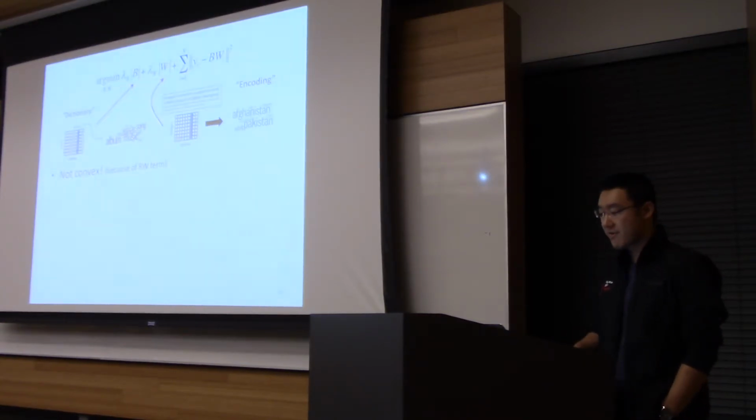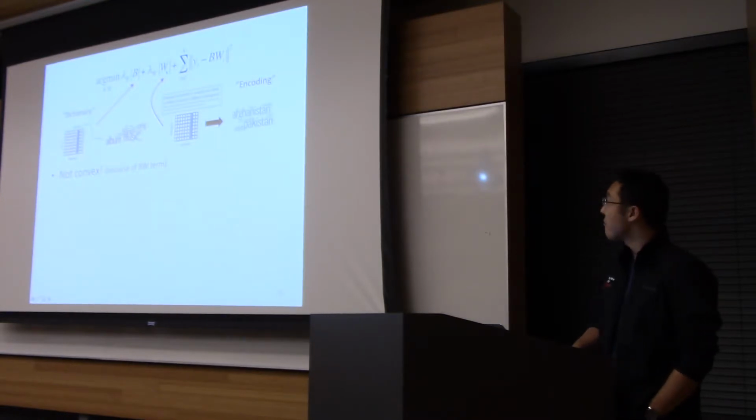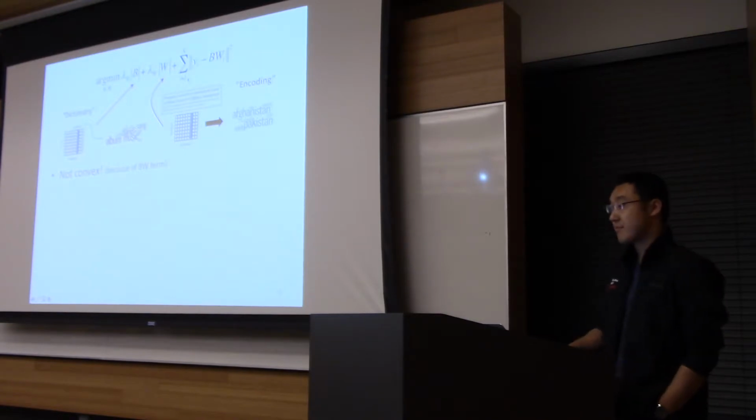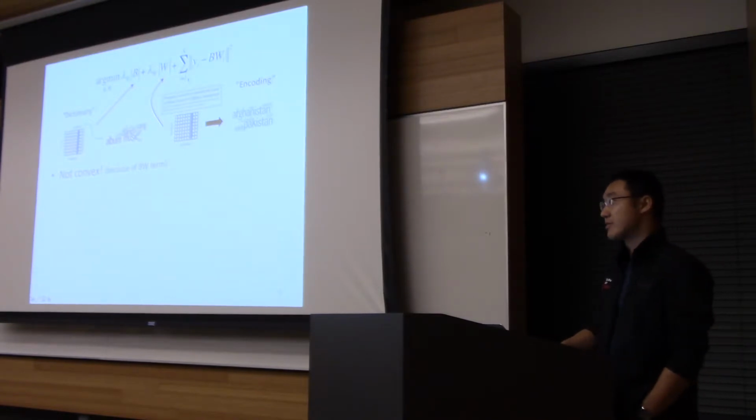In particular, if I initialize B and W to be 0, right? If B and W are initialized to be 0, there is no gradient. The gradient vanishes. You're at a saddle point. But it's clearly not an optimal solution.